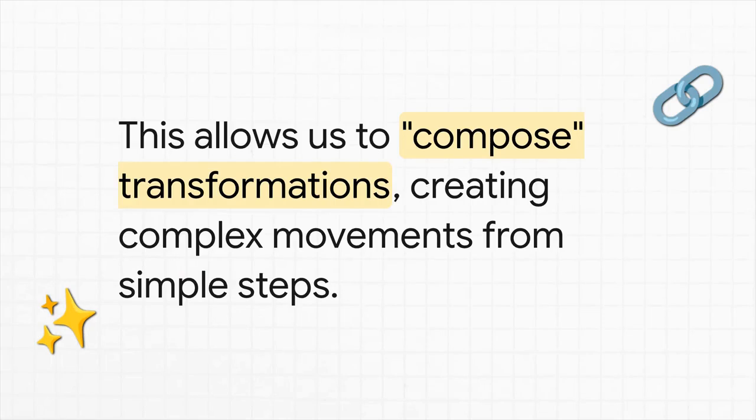And since they're all matrices now, we can just smush them together. We can multiply a translation matrix by a rotation matrix, and then multiply that by a scaling matrix. And what we get is one single, powerful matrix that does all three things at once. This is called composition, and it's the secret to making really complex animations happen super efficiently.